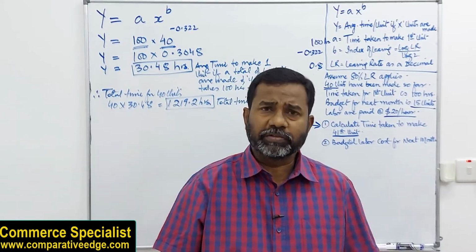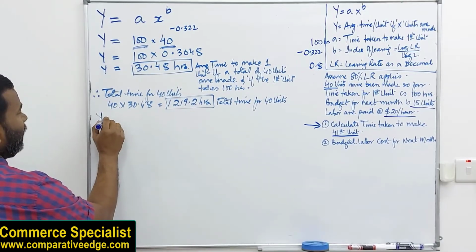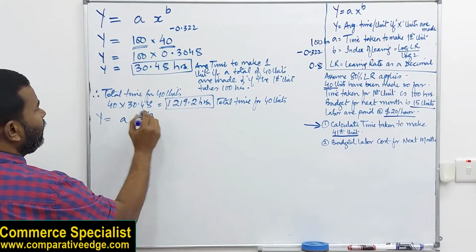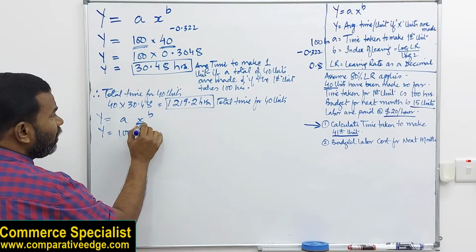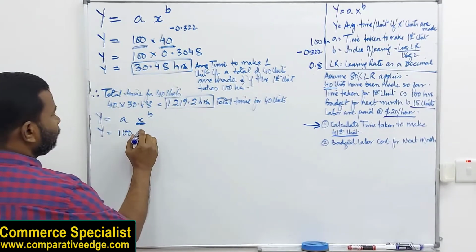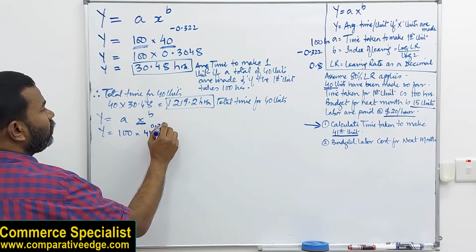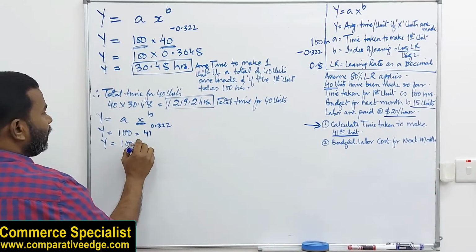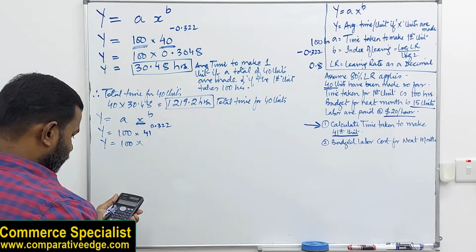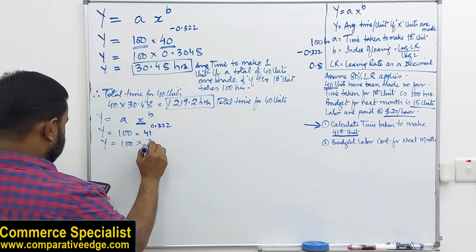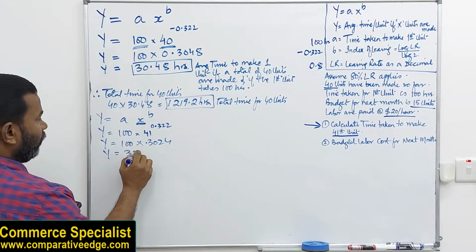Now I'm repeating the process, the same formula, but I'm making some changes. I'm taking y is equal to ax to the power b. Y is equal to, first unit took 100 hours. X, now how many units am I talking about? I'm talking about 41 units. So multiply by 41 to the power minus 0.322. So y is equal to 100 into 41 to the power minus 0.322. This gives me 30.24. So y will be equal to 30.24.